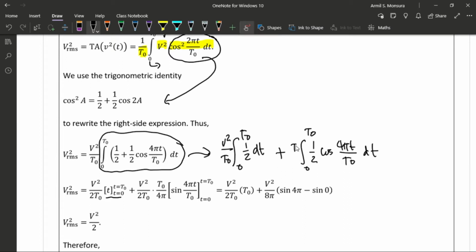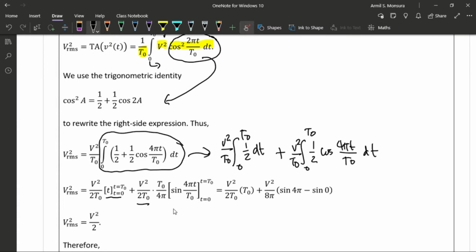Dito rin merong b square over t0. So ilalabas natin yung 1/2 nun, so magiging b square over 2t0 siya. Then to integrate this, we will have to use the balance factor t0 over 4 pi. Then the integral of that cosine is sine, so that's sine 4 pi t over t0.